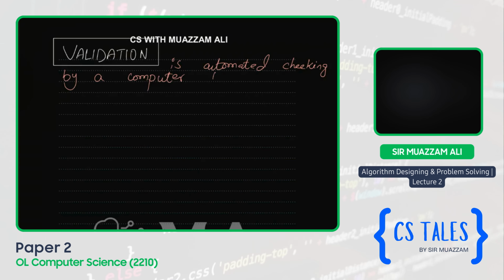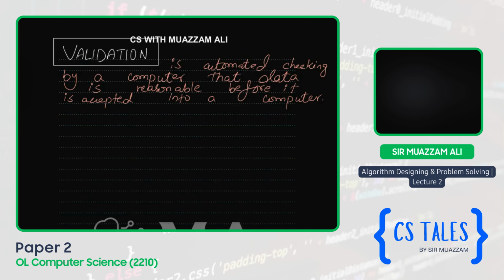When the data is validated by a computer system, if the data is rejected, a message should be output explaining why the data is rejected. There are some different examples of validation. First of all, the first example is range check. What is this? Range check.